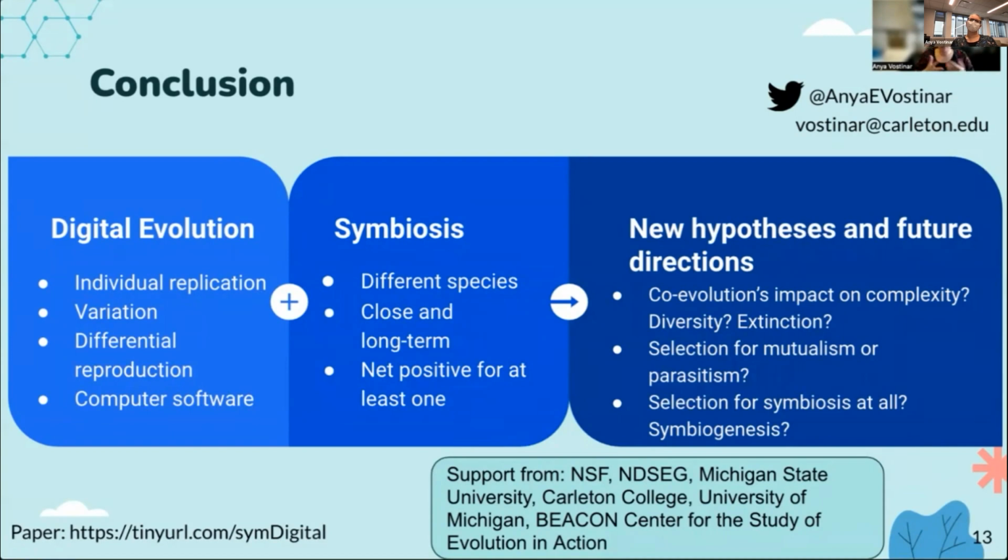And there are lots of really cool new hypotheses and future directions that people have been using and can continue to use. There's a lot of exciting directions in terms of looking more into coevolution's impact on complexity and diversity, and things like co-extinction, when we expect mutualism repair systems to evolve in the first place, and when we expect symbiosis to evolve in the first place, and when we expect that to then lead to something like symbiogenesis, where the organisms seem to no longer be separate organisms.